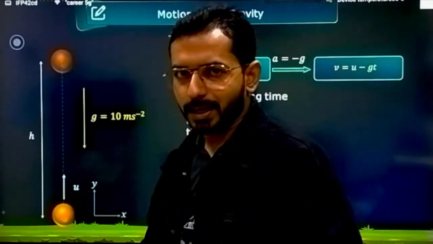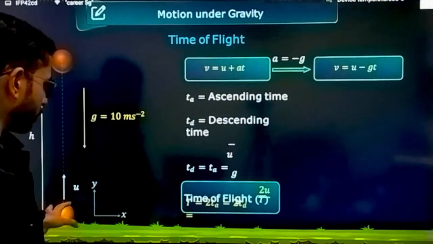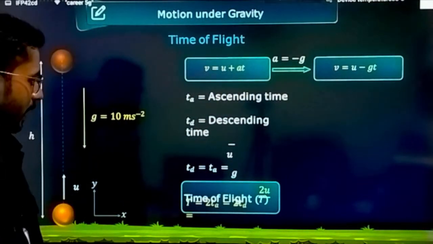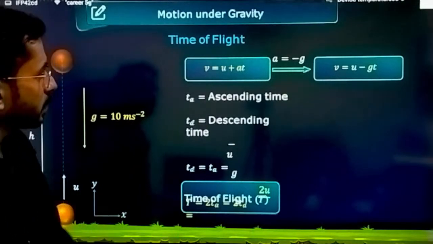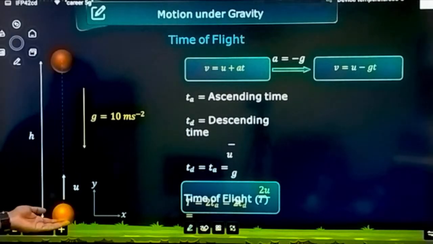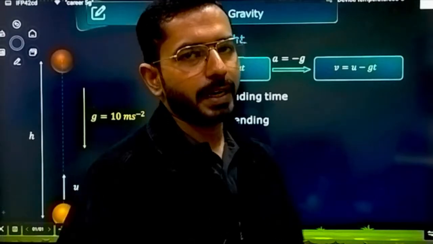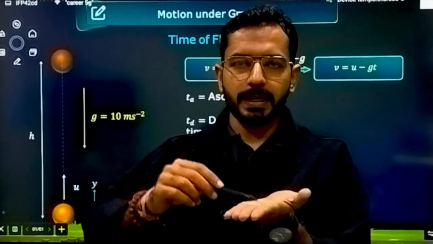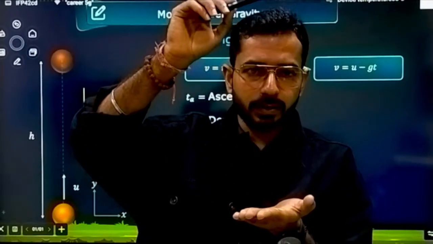Now let's suppose the first concept: you are throwing a ball from the ground level and you want to calculate the time of flight. Orientations have been disturbed a little bit. When the particle goes in the upward direction, that is called the time of ascent, and when it reaches its maximum height, then again it will come down.